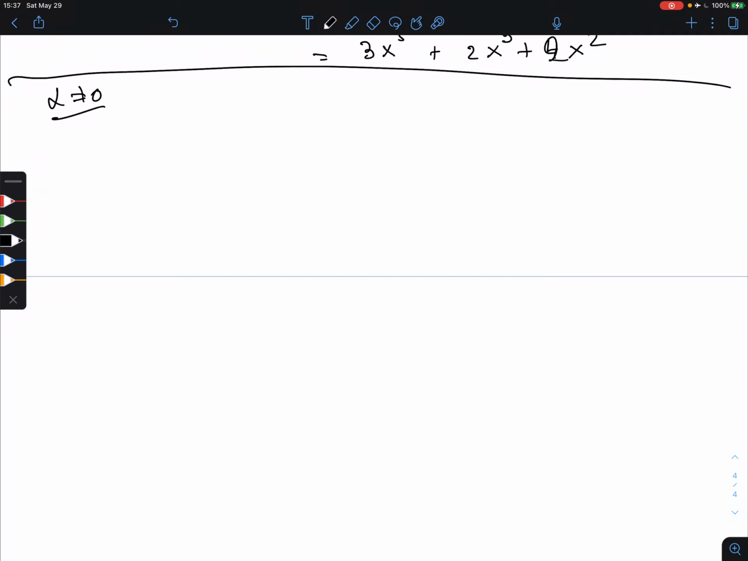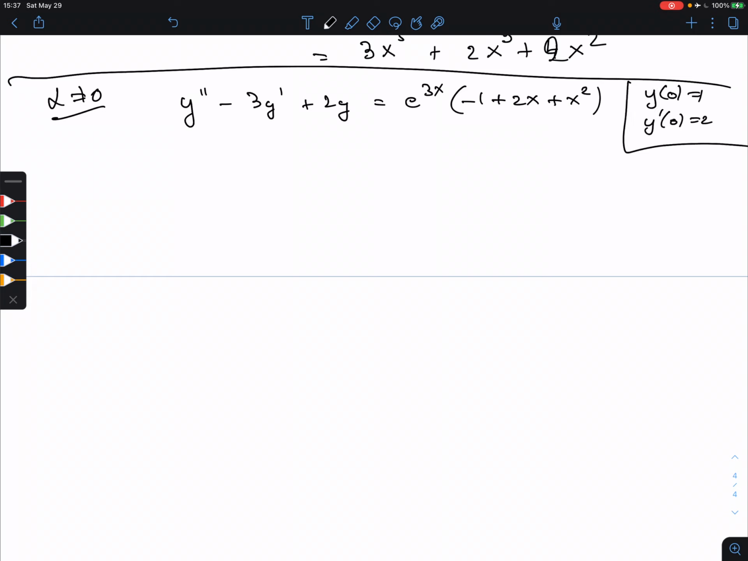Let's take the example here. y double prime minus 3y prime plus 2y is e to the 3x minus 1 plus 2x plus x squared. They write it in this order, doesn't matter. And was there an initial value problem? I'm going to make one. So y(0) is 1 and y prime (0) is 2. It's probably going to give some fractions, but that's okay. Okay, let's start and see what we need to do here.